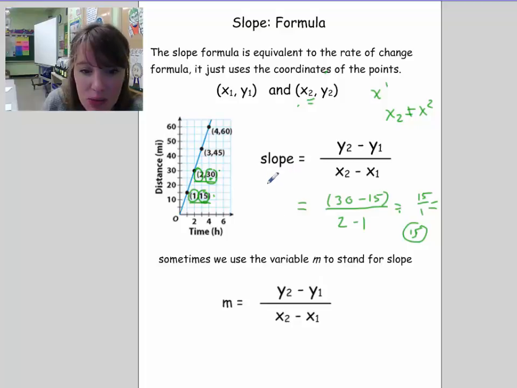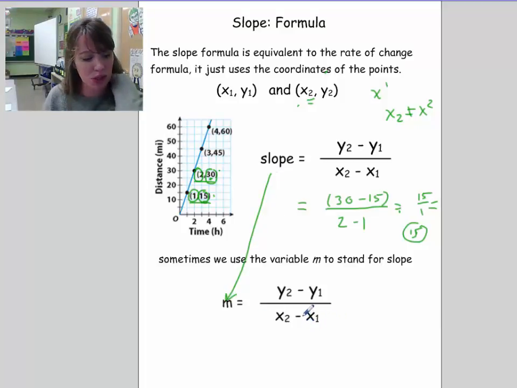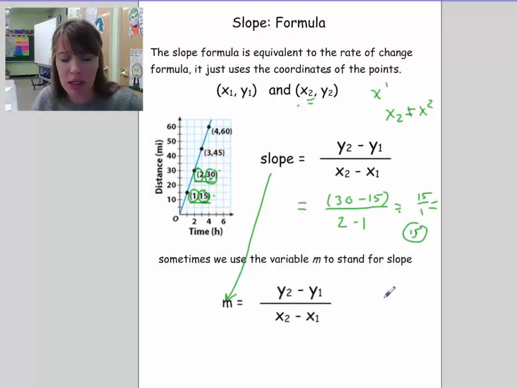Now, oftentimes we see the letter M stand in for slope, and I'm not really sure where that tradition came in, but in algebra, definitely we use M in a specific context where we're looking at the equation of a line, and we're going to see that a little bit later. Okay, so M is what we refer to as slope. It's just a variable that stands in for slope.